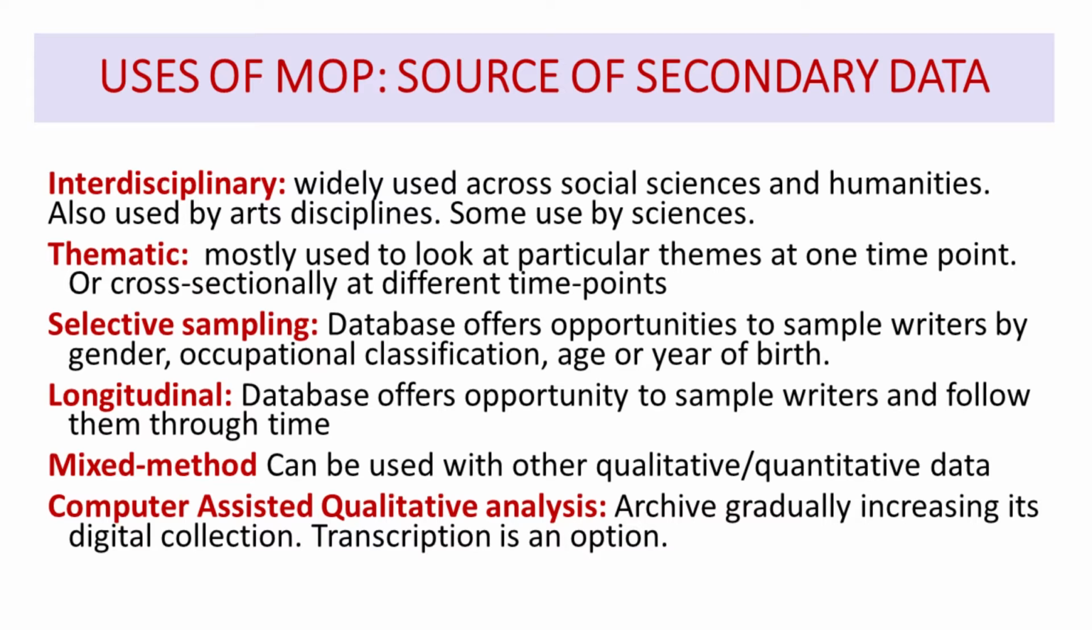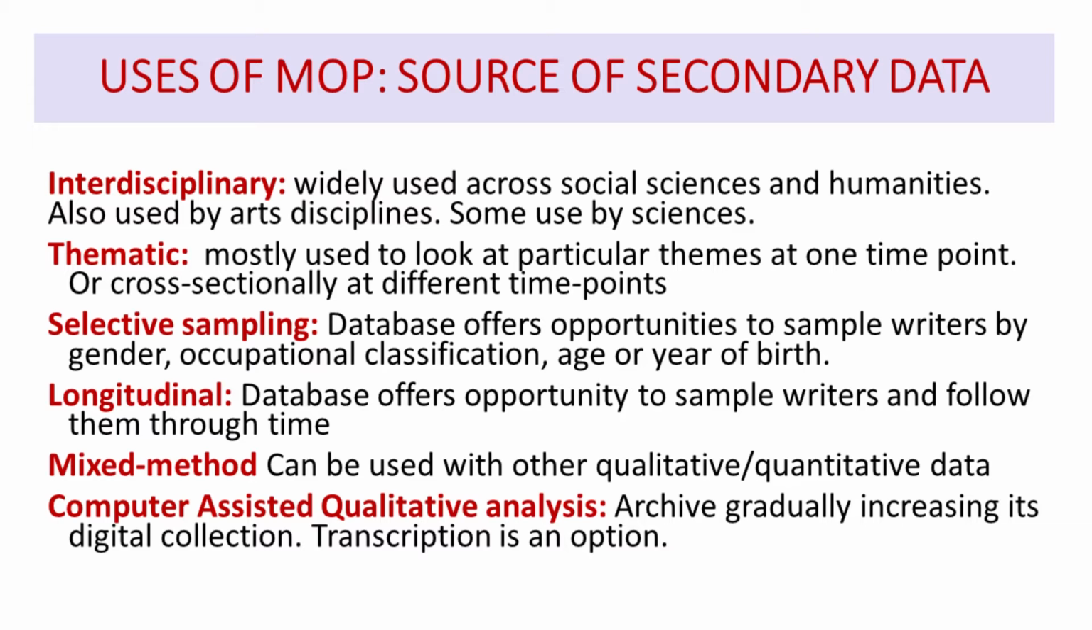So, uses of secondary data, of Mass Observation as a source of secondary data. Well, it's interdisciplinary. It's widely used across the social sciences and humanities. It's also used by arts. Some people from the sciences use it as well. So there are huge interdisciplinary opportunities. It can be used thematically. Mostly it can be used to look at particular themes at one time point, or it could be used to look at themes cross-sectionally at different time points.